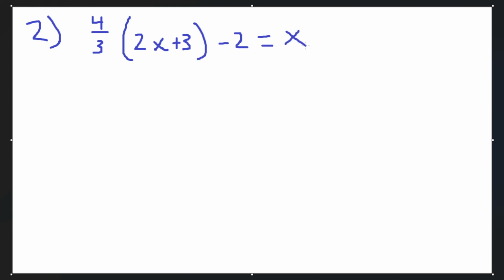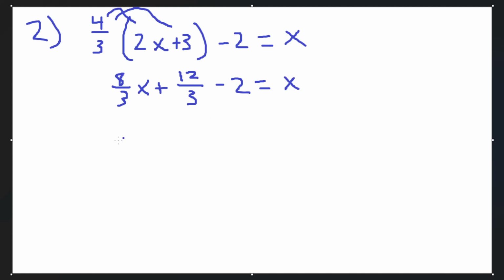Now we'll do number 2, which was 4/3 times 2x plus 3, minus 2 equals x. So here we'll distribute the 4/3 to both the 2x and the 3. If we do that, we get 8 over 3x plus 12 over 3 minus 2 equal to x.